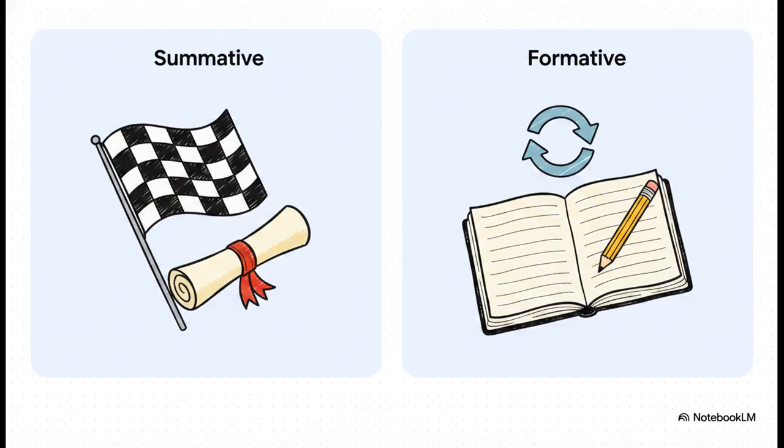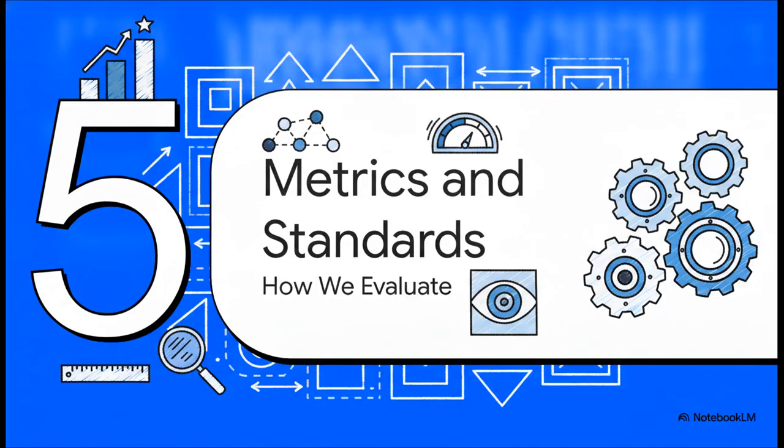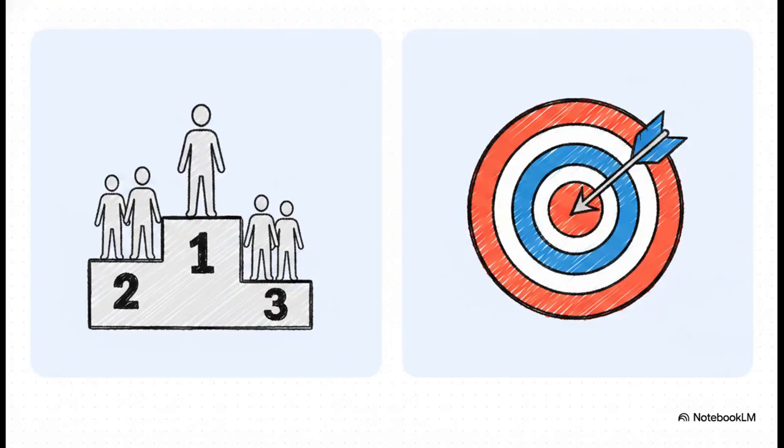On the flip side, formative evaluation is kind of like getting feedback on a rough draft. It happens during the learning process, giving you continuous feedback while there's still time and scope to actually turn things around and improve. And finally, Section 5, metrics and standards. This is how we evaluate. Let's look at the specific lenses through which we view achievement.